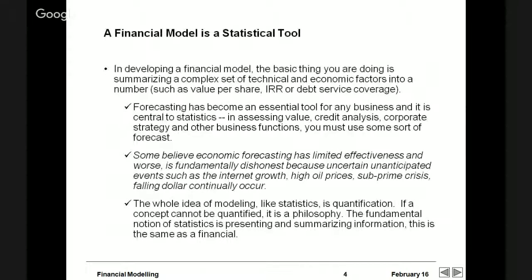Now, is a financial model purely a statistical tool, or is it more about a management exercise? This is somewhere we have to take a call. In developing a financial model, the most basic thing people talk about is that it's all about formulas, numbers, calculators, and using advanced Excel or SPSS tools.